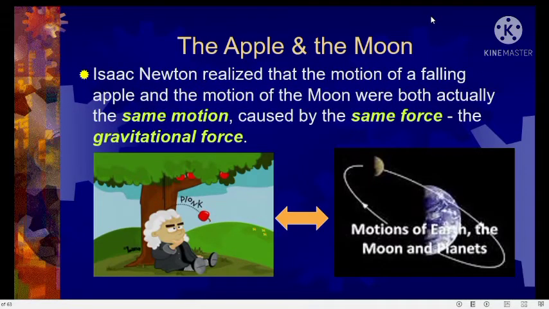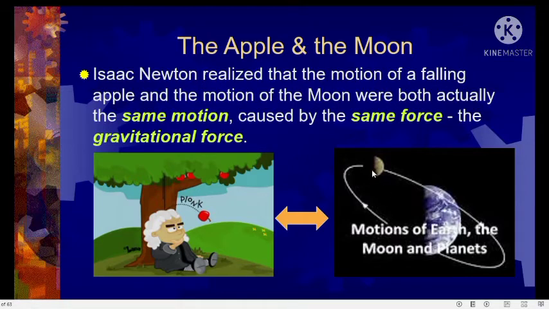The idea of gravitation was actually studied by Isaac Newton. He observed an apple that fell to the ground. Isaac Newton realized that the motion of a falling apple and the motion of the moon were both actually the same motion, caused by the same force called gravitational force. He observed that the apple fell down to the ground due to a force that pulled the apple towards the center of the Earth, gravitational force.